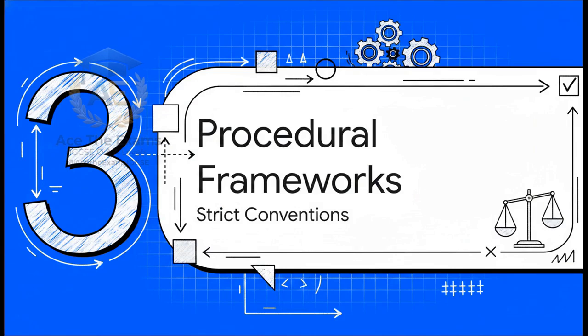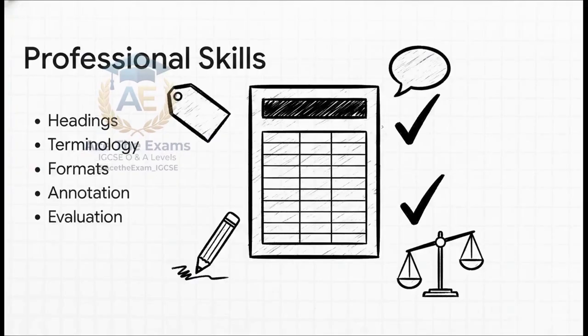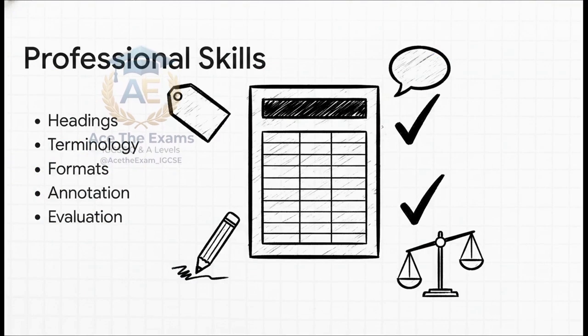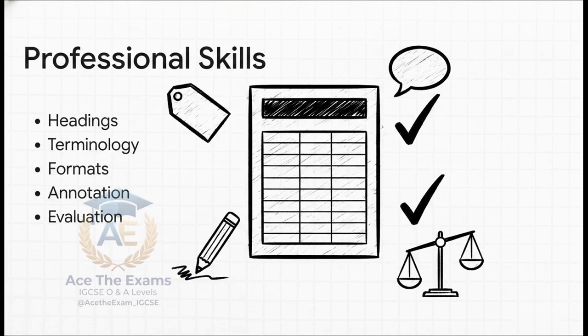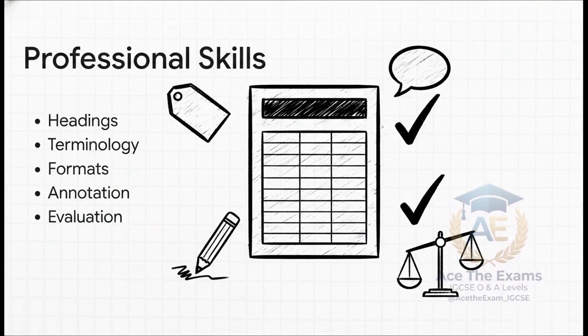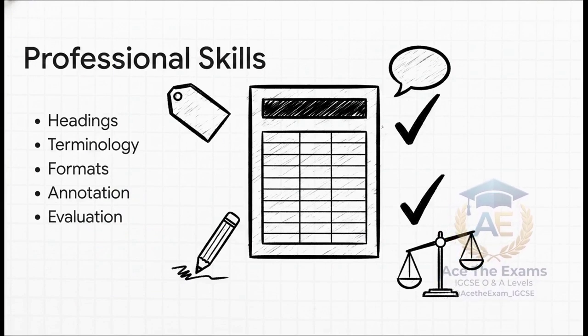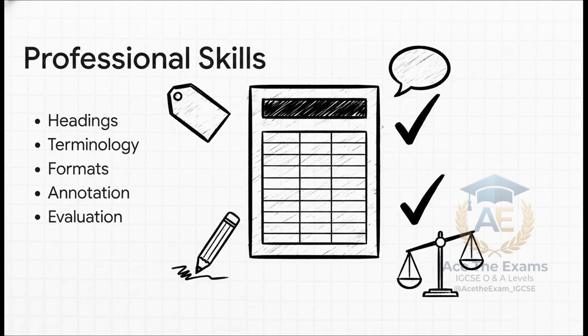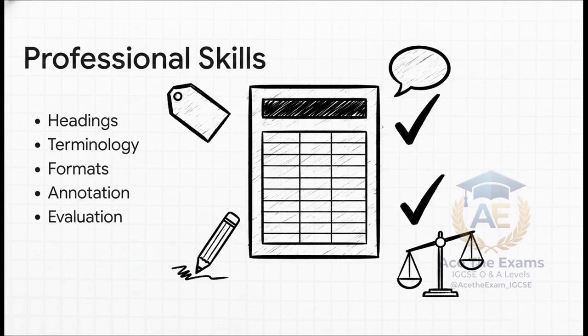Now let's dive into Section 3, the strict conventions you absolutely must follow when presenting your data. Doing the math right is only half the battle. If you want to demonstrate professional skills and maximize your score, you must relentlessly apply these exact procedural formatting rules to every single entry. This means using proper headings. If you just write journal instead of general journal or sales returns journal, you are losing marks. It means using the correct, syllabus-approved terminology rather than casual shorthand.